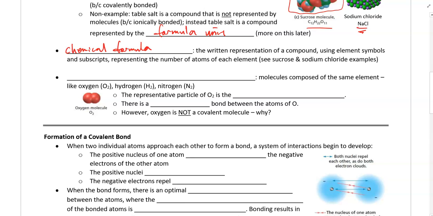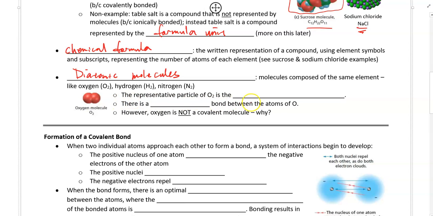And then finally, this is a special category of molecular compounds, or at least covalent compounds. These are molecules that are composed of the same element, like oxygen, hydrogen, and nitrogen, where they all exist as O2, H2, and N2, and not just O, H, or N by itself. We call these diatomic molecules: di meaning two, atomic referring to atoms. These are molecules made of two atoms. These diatomic molecules are specific to certain elements, oxygen and hydrogen being some of them.